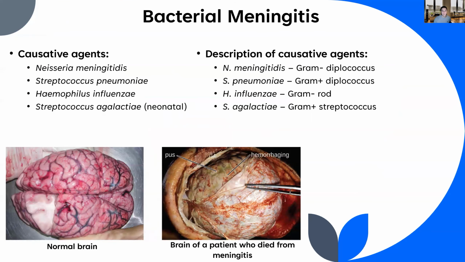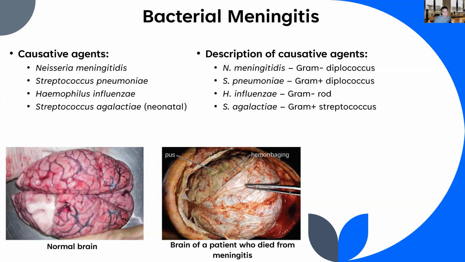So there are four common species of bacteria that cause meningitis, but this is by no means an exhaustive list. I'm focusing just on the four that we are most likely to encounter in a clinical setting. So the first and foremost is Neisseria meningitidis. This is also sometimes referred to as meningococcus. This is a gram-negative diplococcus, and we can contrast that with Streptococcus pneumoniae, which is a gram-positive diplococcus. Now, Haemophilus influenzae, a gram-negative rod, can also cause meningitis. And then in neonatal cases, often it's Streptococcus agalactiae, which is a gram-positive streptococcus.